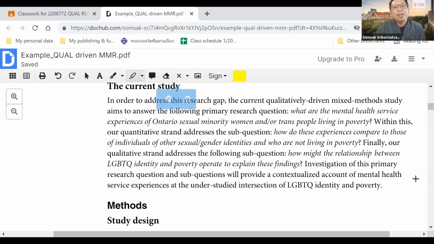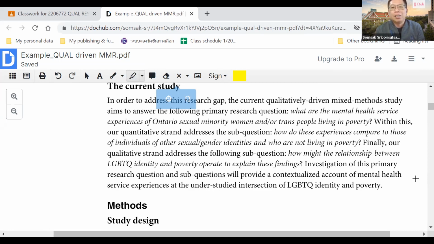So this example should answer Pupik's question in the first break, right? Because Pupik asked how many research questions there are for mixed method research, and Vince, you answered us about this research project. They have one primary research question, right? What are the mental health service experiences?